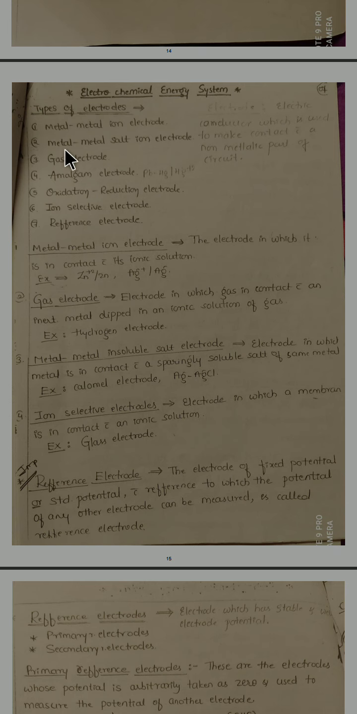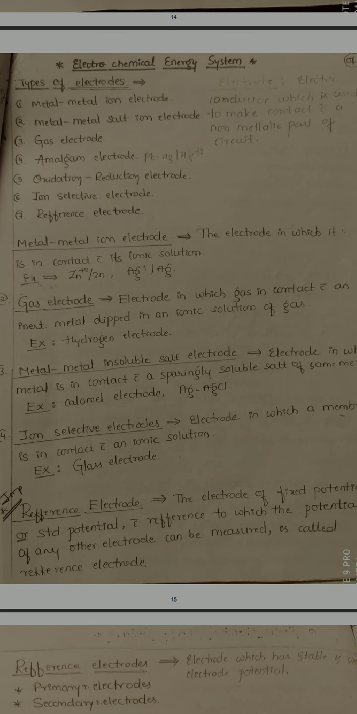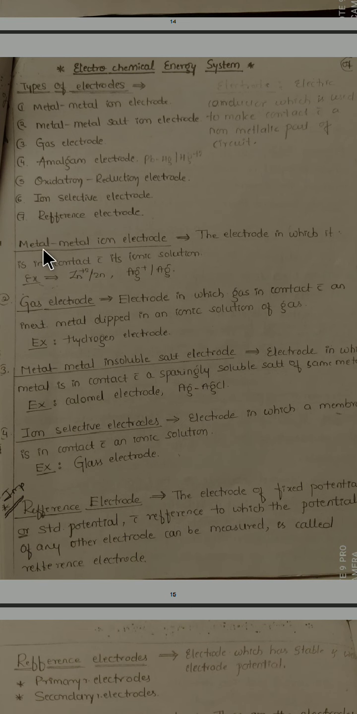Here we'll study definitions of these electrodes. So first one is metal ion electrode. The title itself is telling that your metal is in contact with metal ion. That means your metal is acting as an electrode, and in this case that electrode is in contact with the solution of its own ion. So your definition goes as: the electrode which is in contact with its ionic solution.